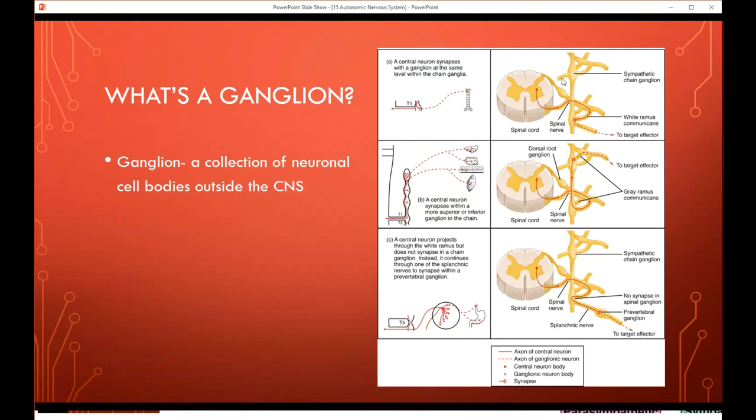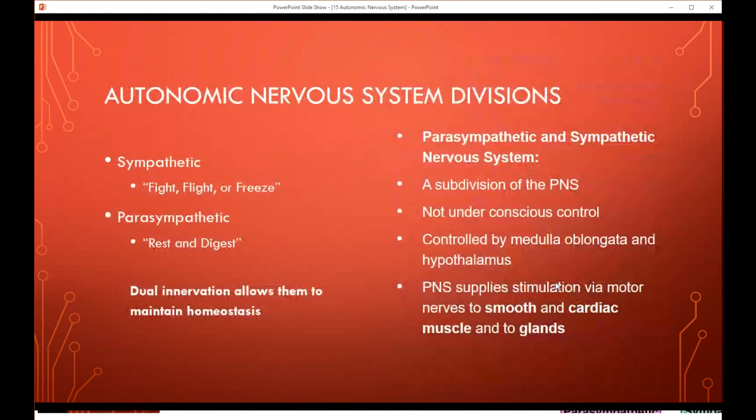And so what happens is that we actually have some different sorts of chain ganglia, okay? So here, this is a sympathetic chain ganglion right there. Okay. We can see that right there you have the central neuron is going to synapse with more superior, inferior ganglion, okay? So it's generally like a connection point that's happening there.